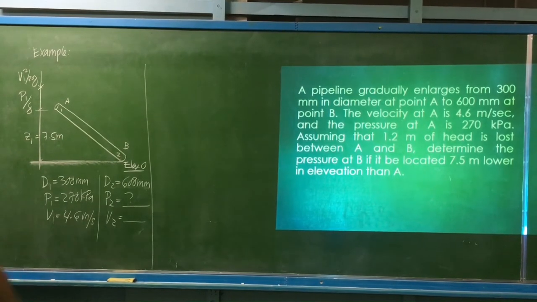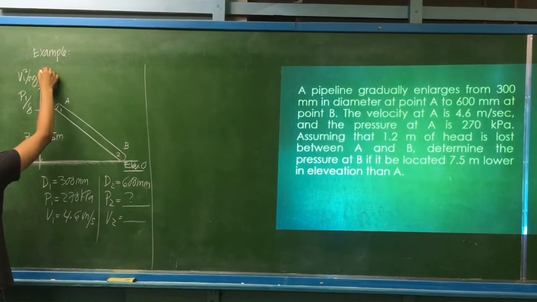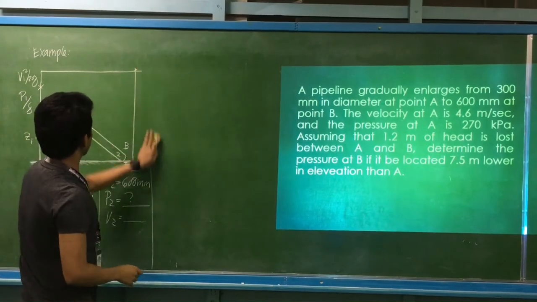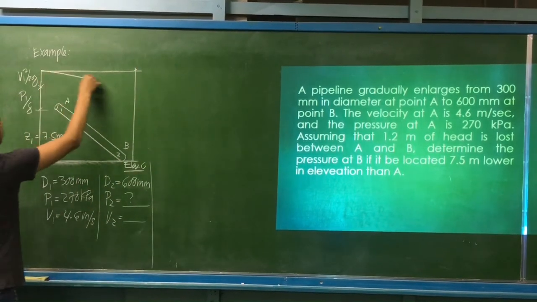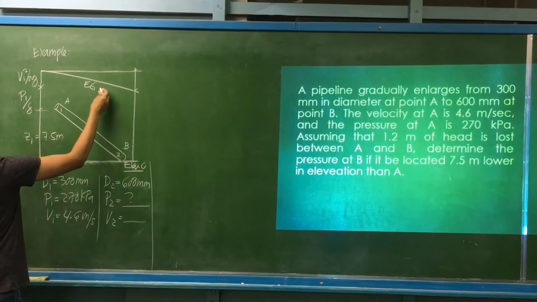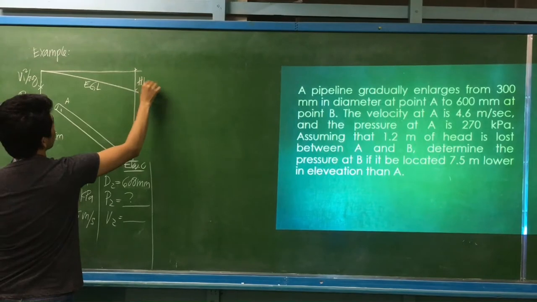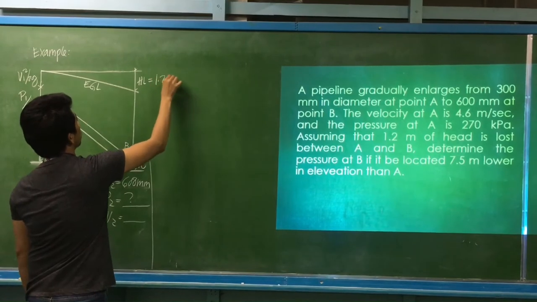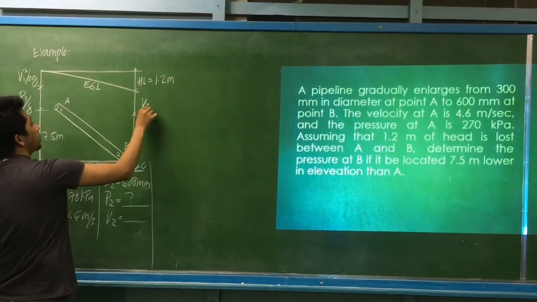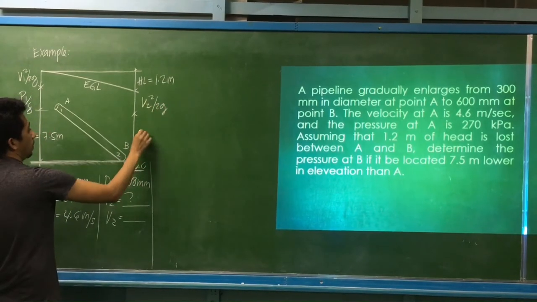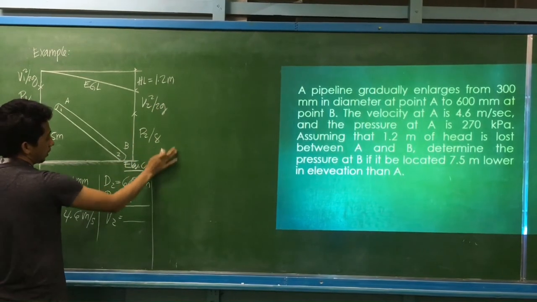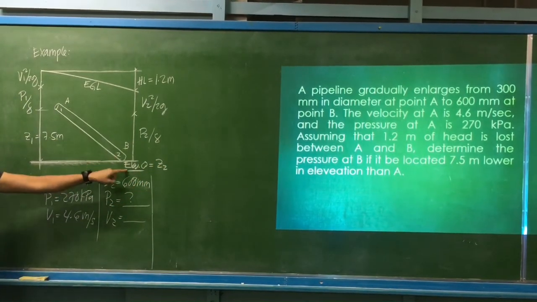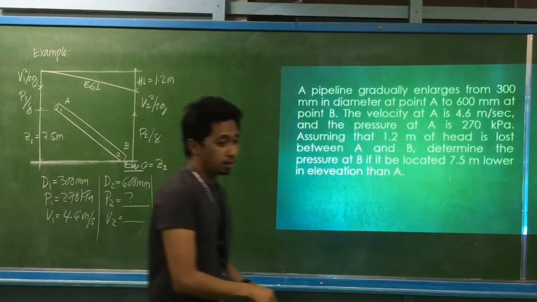Alright, then all we have to do is draw a horizontal line towards the second point. So this is our energy, the energy grade line. Why did it go down? Because we have a head loss. For this problem, the head loss is given, equal to 1.2 meters. Then we have V2 squared over 2g, and we have P2 over gamma, and since point B is at elevation 0, that will be our elevation head at point 2, the same as 0.